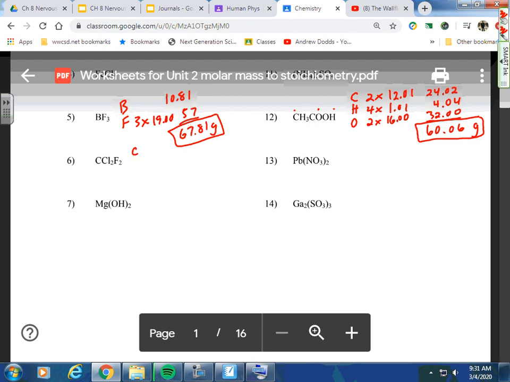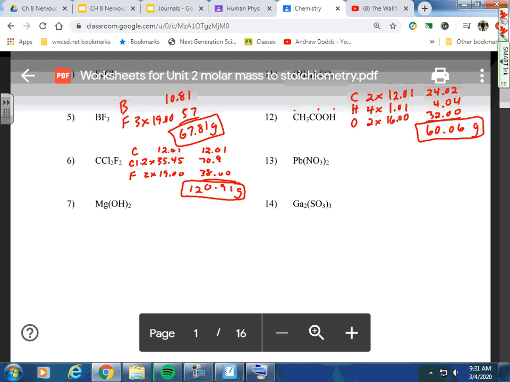Here I have C just one time, Cl2, F2, so 12.01 and 70.9 and 38. 120.91, is that correct?